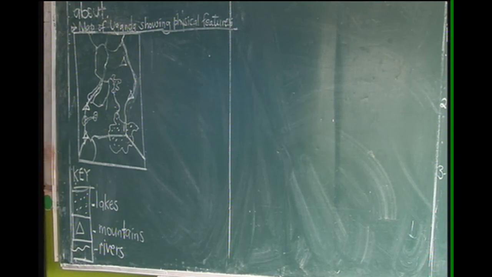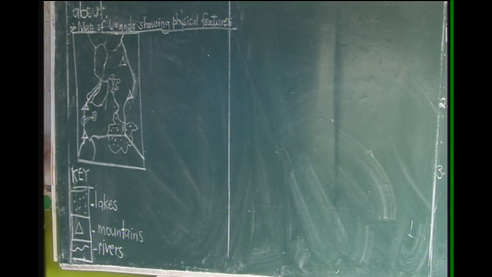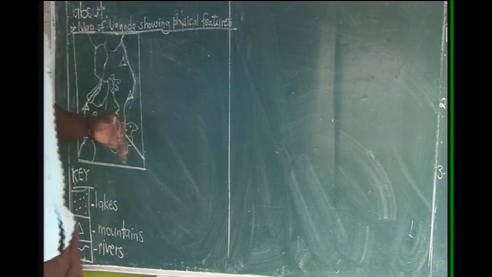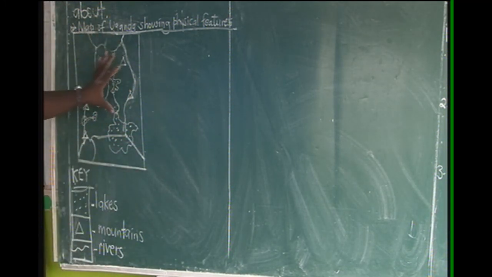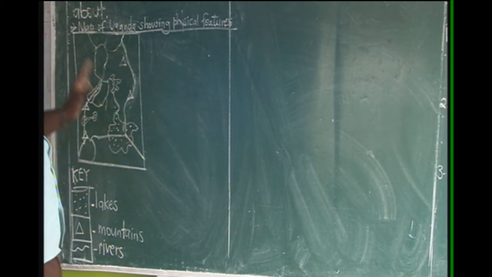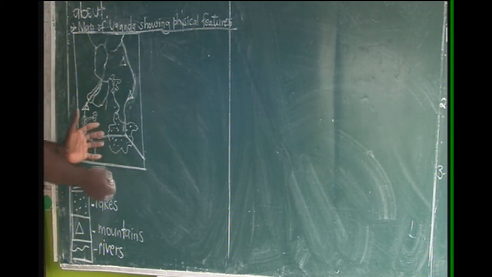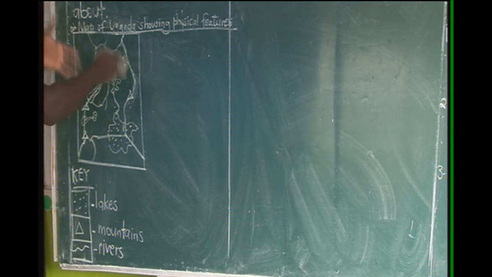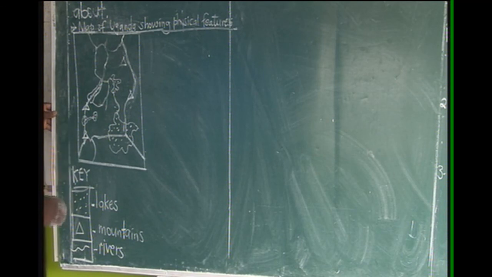The question is always asked, why are map symbols used instead of drawing real objects? One, the real objects cannot fit on this map. So it will bring congestion. So to avoid congesting or overcrowding the map, we represent these features using symbols, and we do that on the key.